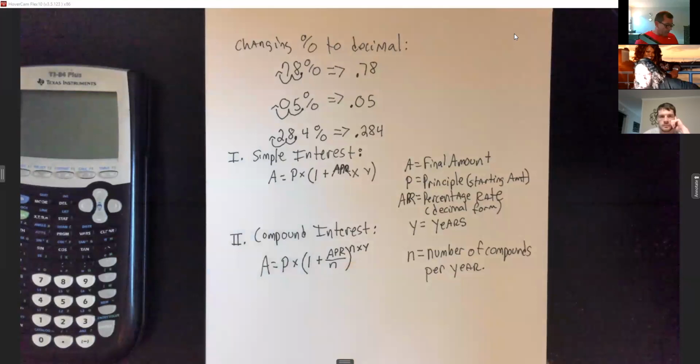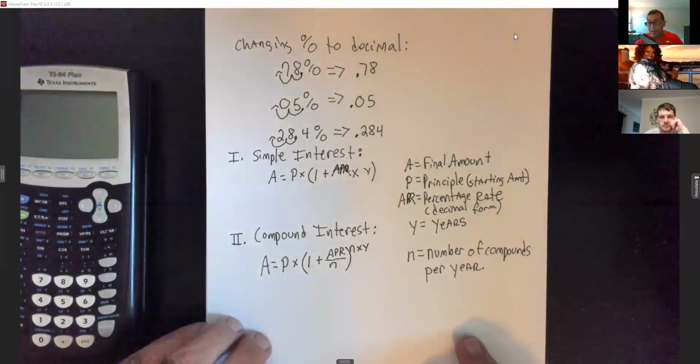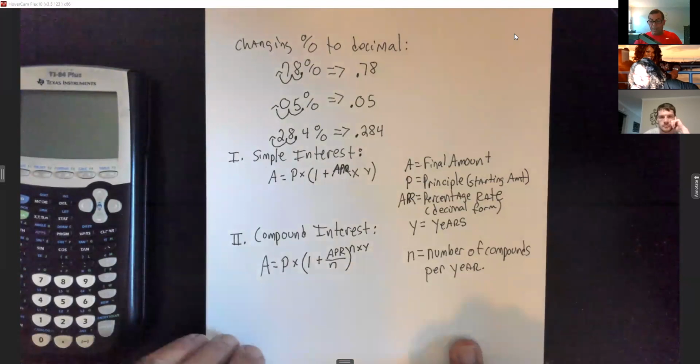So we're going to do some of the examples on the simple interest and the compound interest now. So let me get them ready.